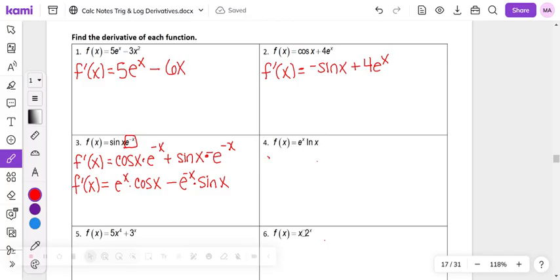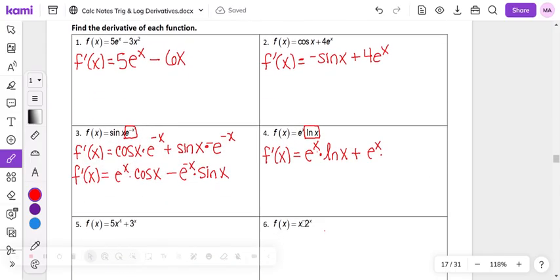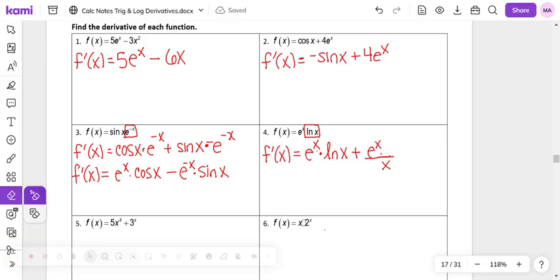For the fourth one, we take the derivative, and again, we'll be using product rule. The derivative of e to the x is e to the x times the natural log of x plus e to the x times, and now we have to derive the natural log of x, and look what it is, 1 over x. So times 1 over x. Done. Maybe you want to do a rewrite and just make this a fraction that looks like this, e to the x over x. That's your choice.